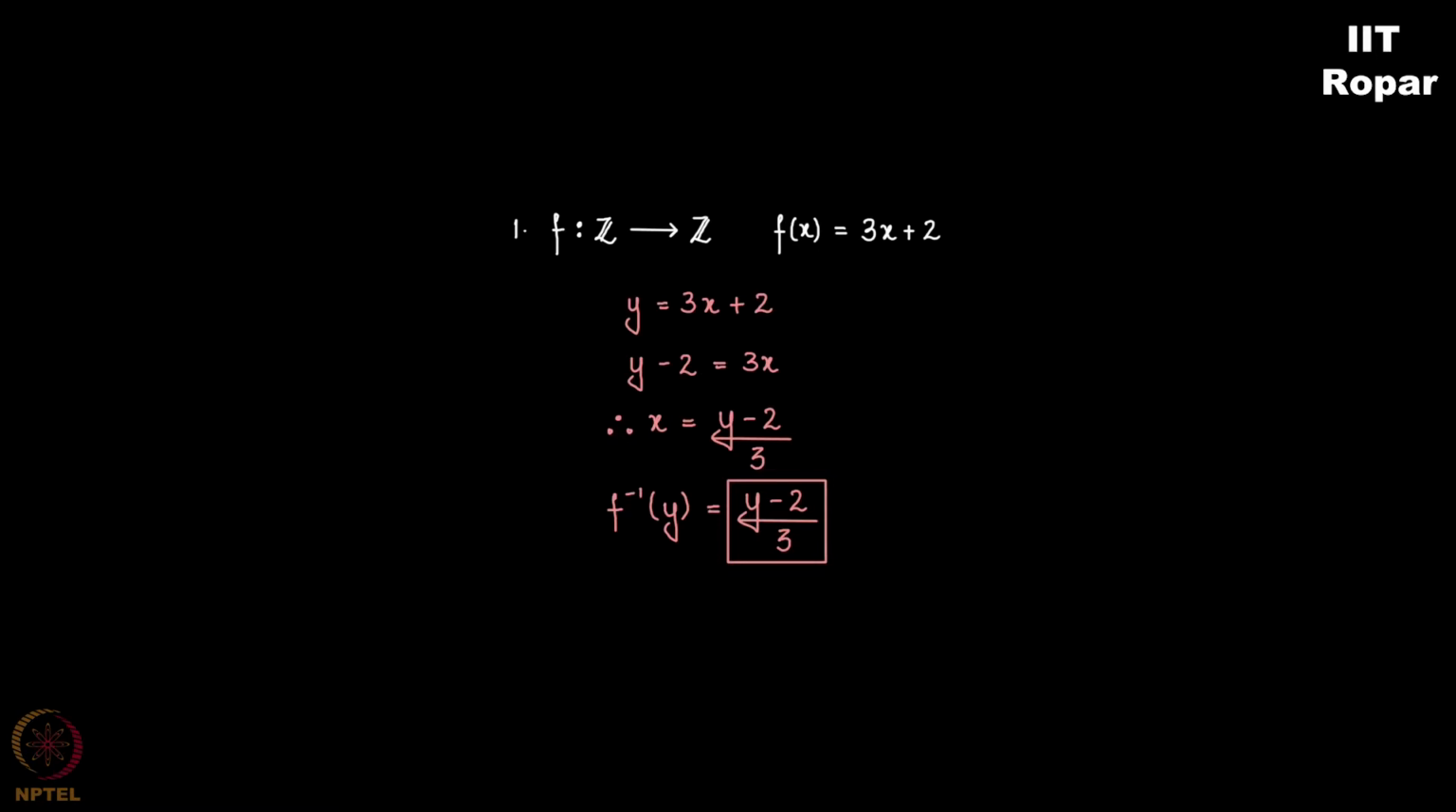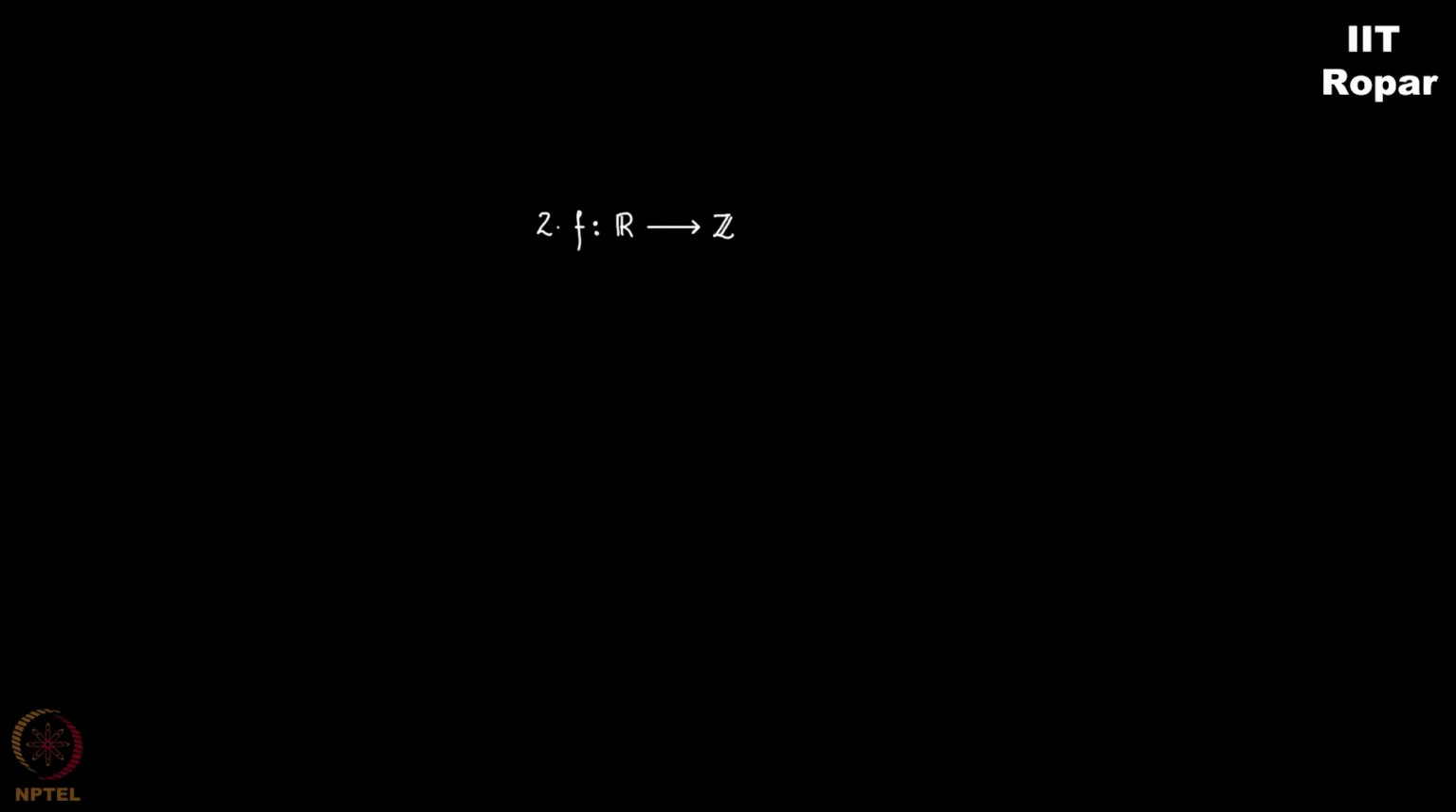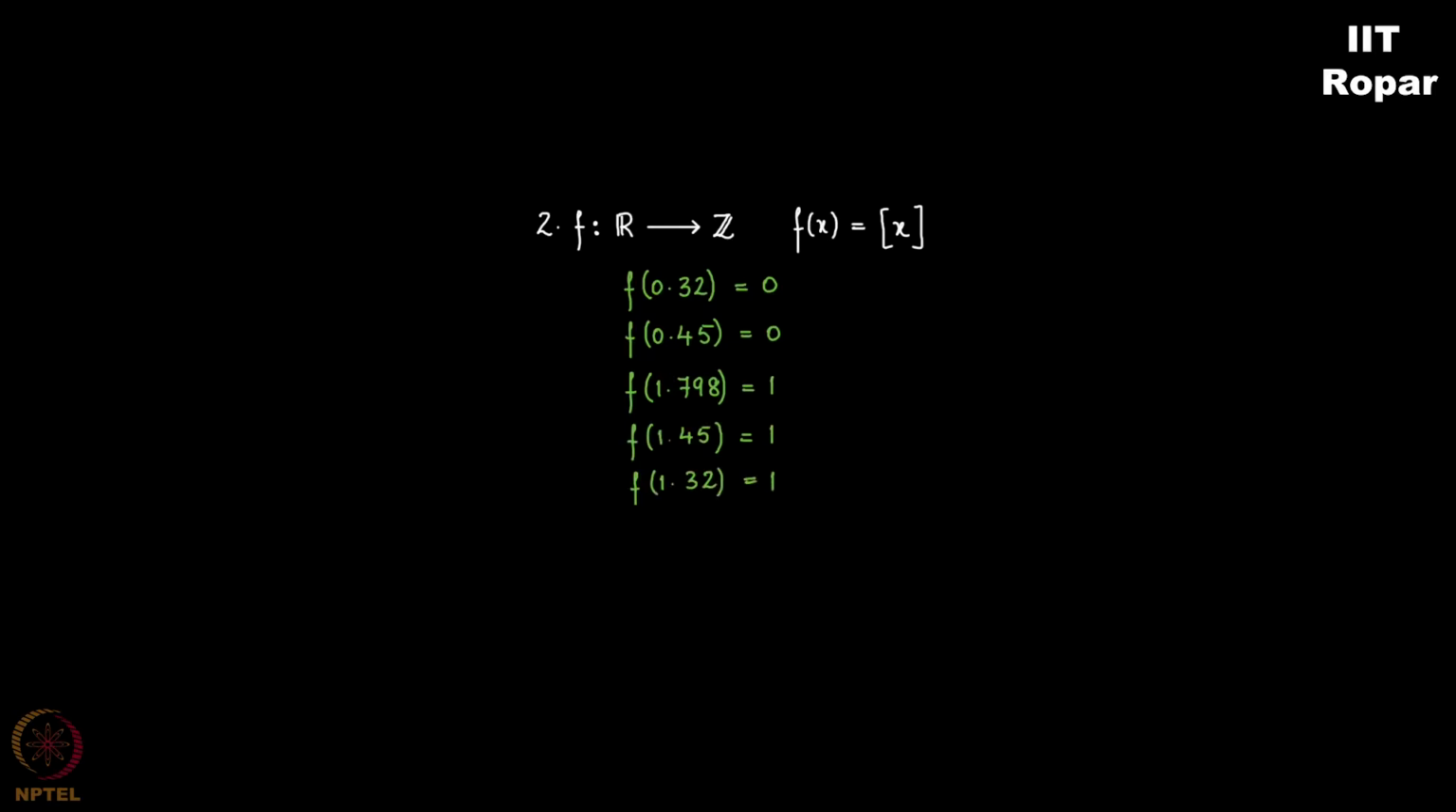Consider this function f from the set of all real numbers to integers defined as f of x is equal to the greatest integer function, that is the square bracket of x. We see that f of 0.32 is 0, f of 0.45 is 0, f of 1.798 is 1, f of 1.45 is 1, f of 1.32 is 1, and so on. So do you see that several elements will be mapped to 1?